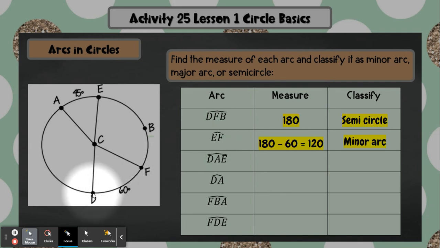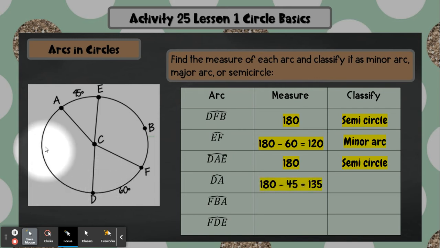Now I'm going the opposite way. DAE, again, this is 180, so it's a semicircle. And we're going to do the same process with DA. I know AE is 45. I know the whole thing here is 180. So when I subtract that, D to A is 135. It's less than 180, and we're using 2 letters to name it. So this is a minor arc.